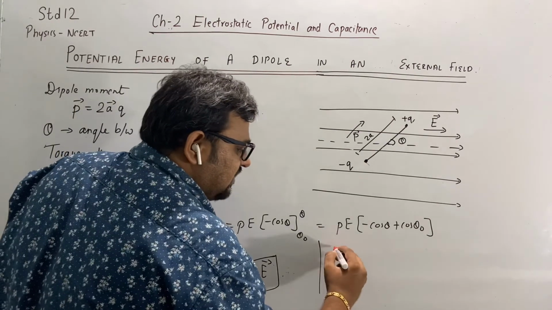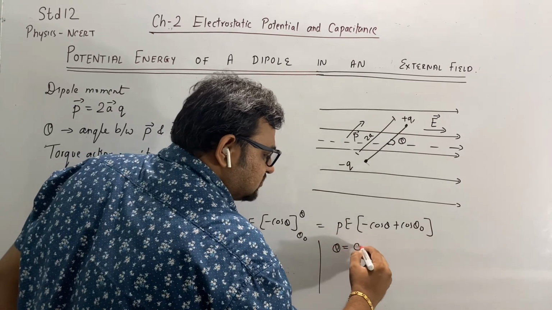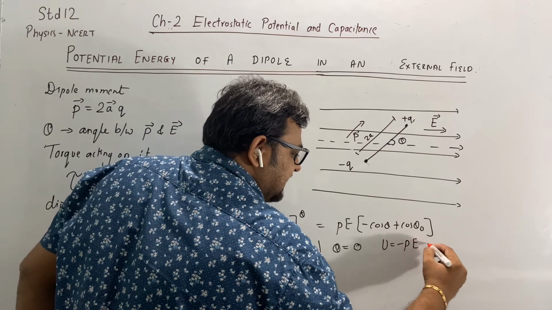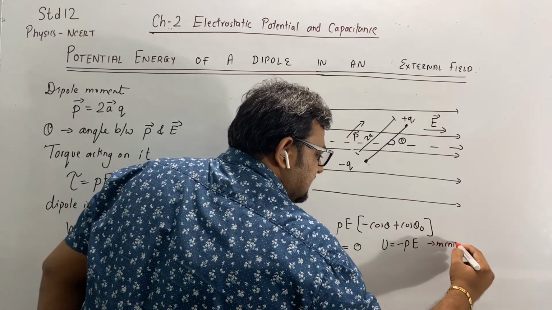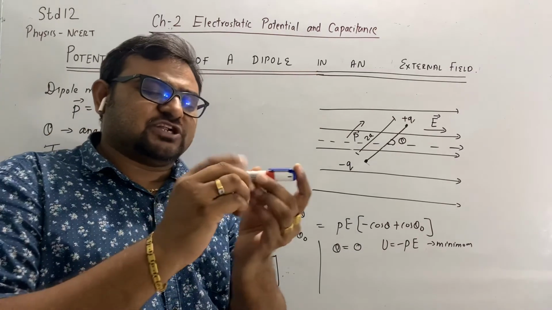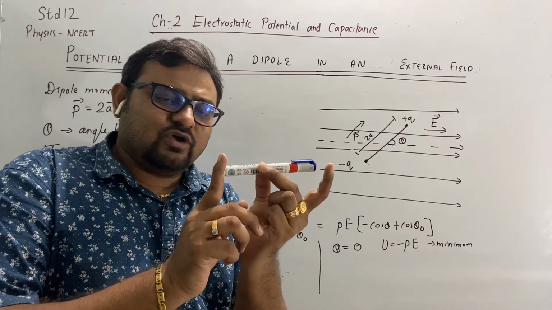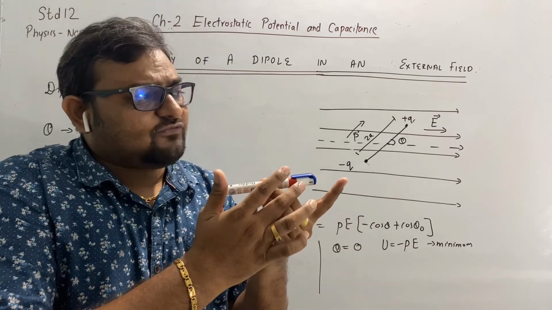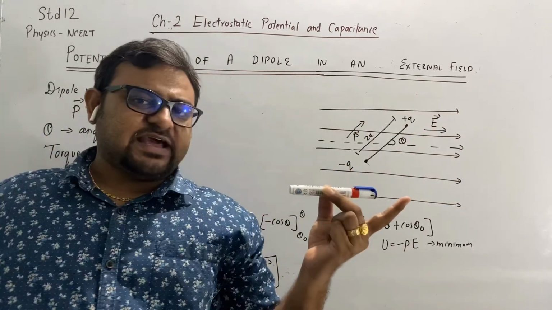Okay, so now if theta is equal to 0, potential energy equals minus PE, and that is minimum. Because if this is positive, this is negative, the angle is 0. It is the most stable position. The positive charge experiences force in this direction, the negative in this direction.